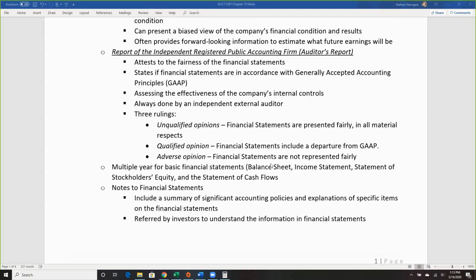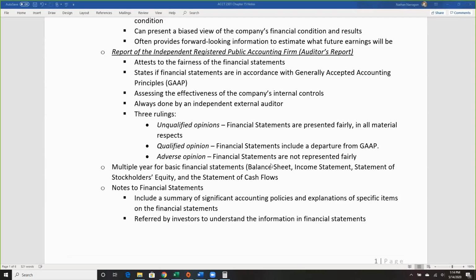Other items in the 10K, the annual report, are of course our basic financial statements: the balance sheet, income statement, statement of stockholders' equity, and the good old statement of cash flows. All those should appear, and for most companies, it's going to be multiple years, again to allow us to do the proper comparative analysis.